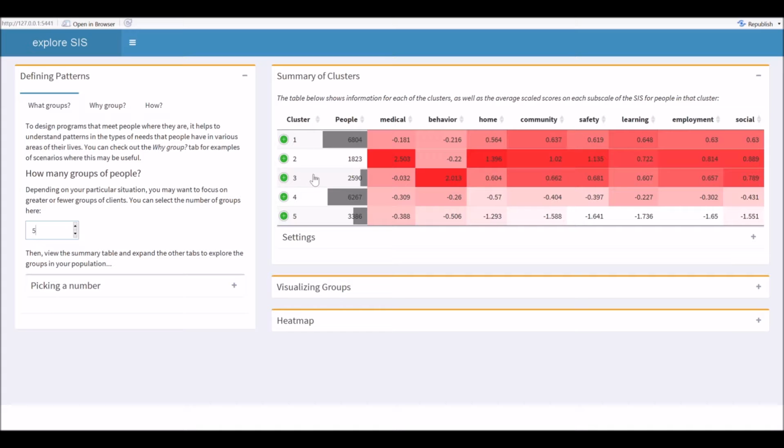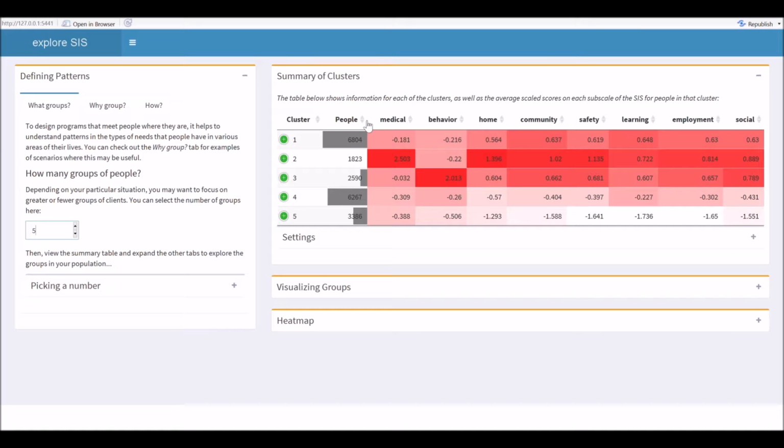All right, so this table that we're looking at on the right-hand side of the screen is just showing us the summary information about each of these 5 clusters. It's showing the number of people in that cluster, and the average score of people in that cluster across all of these different life areas or subscales.